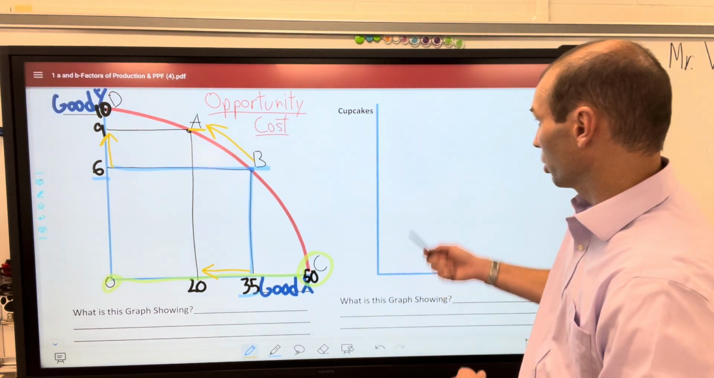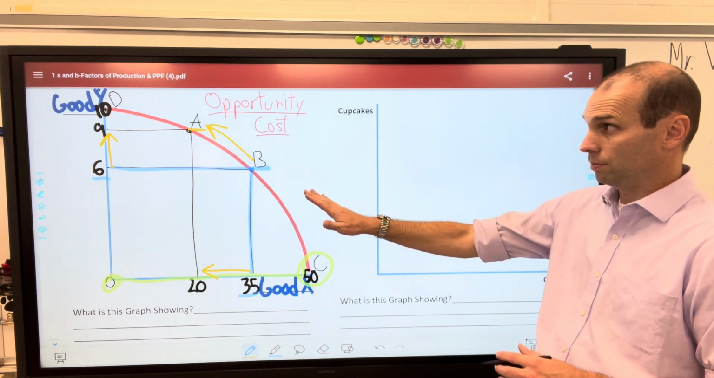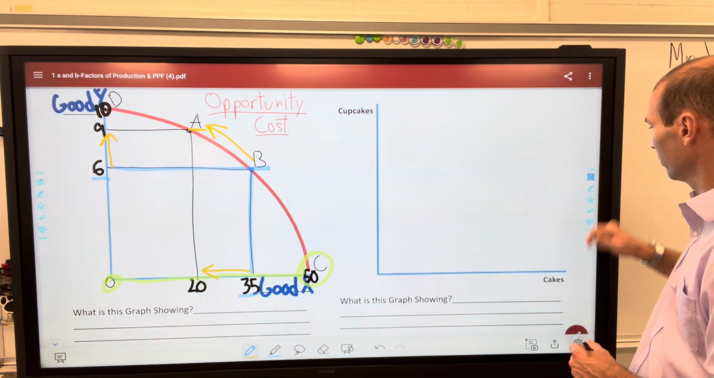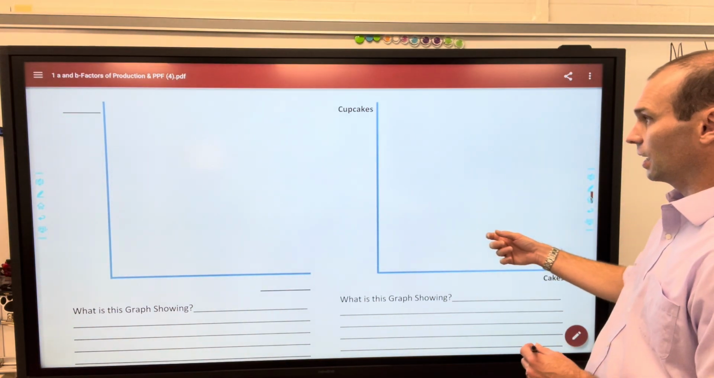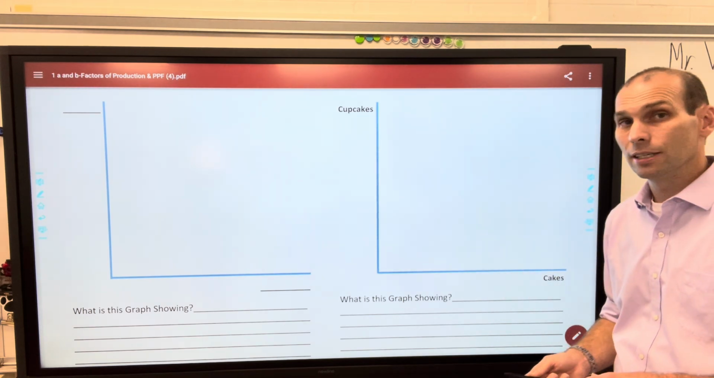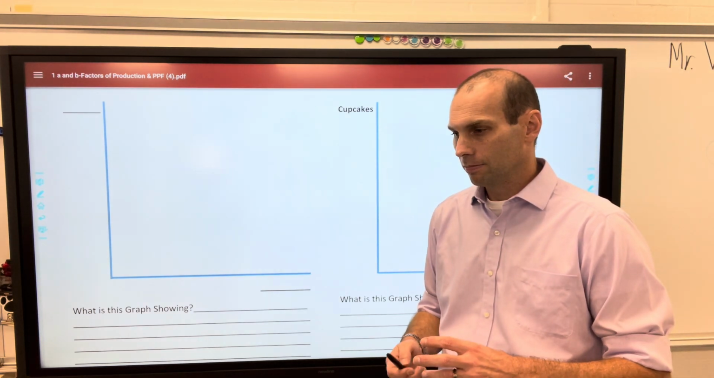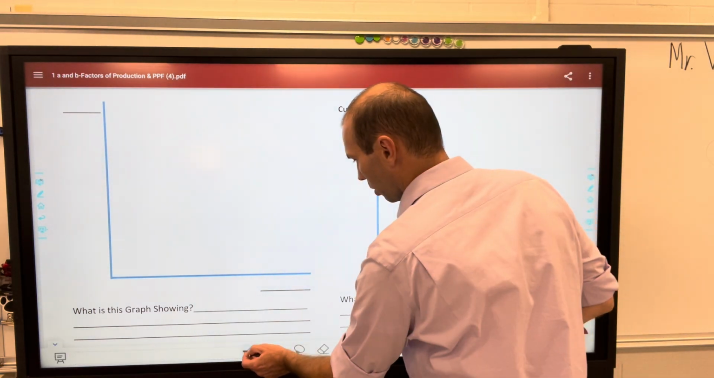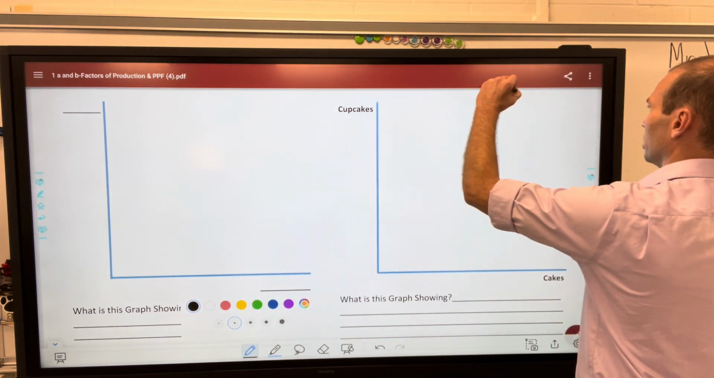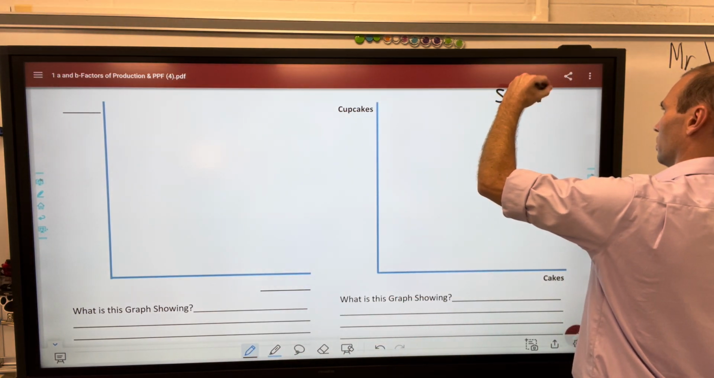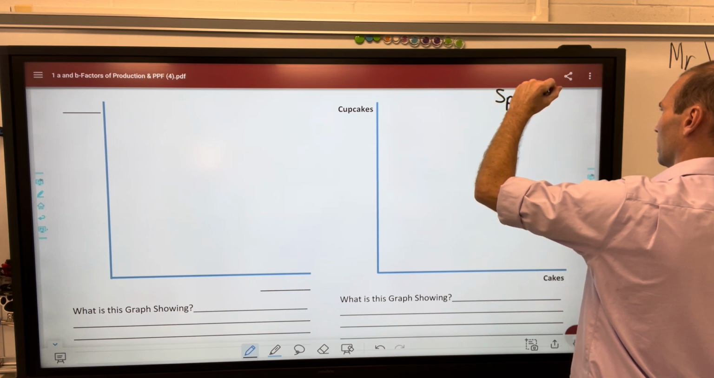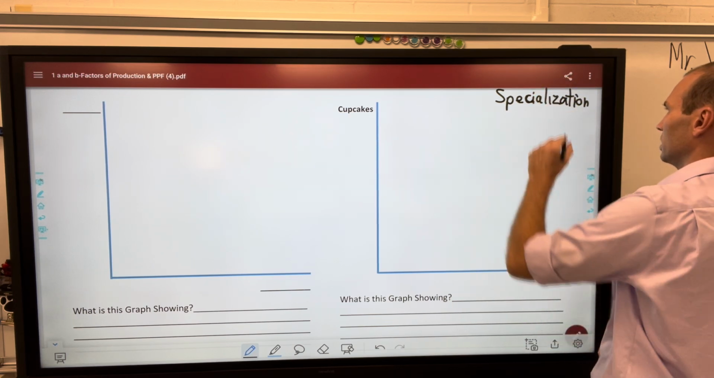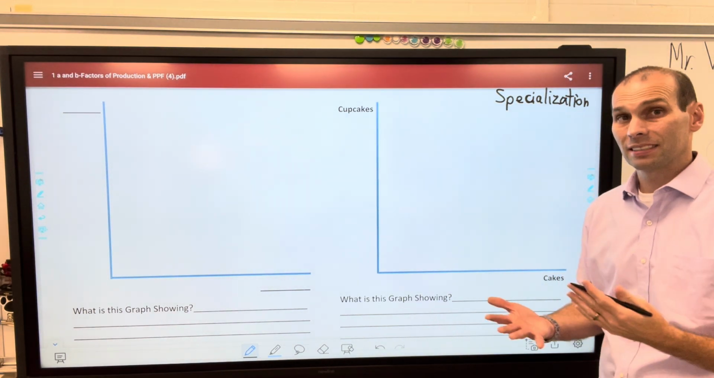But the last concept we're going to cover is this graph right here. So pause if you haven't copied this down. It's about to disappear. All right. The last concept we're going to show here deals with specialization. So that's going to be the tone that we use. We're going to call this specialization. All right, now let's get into this.